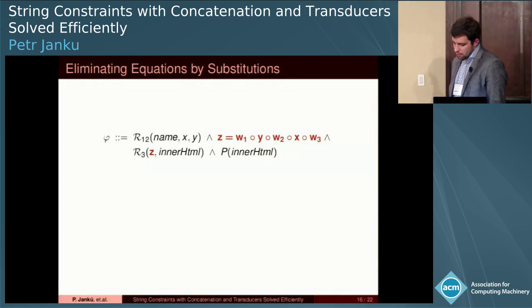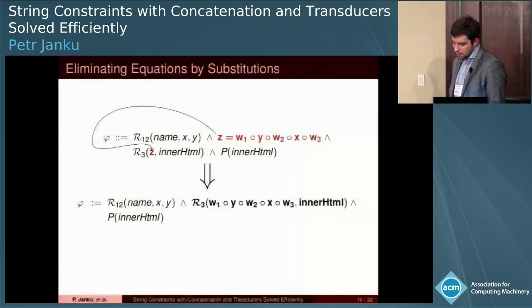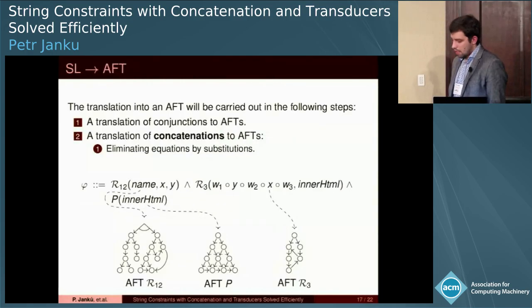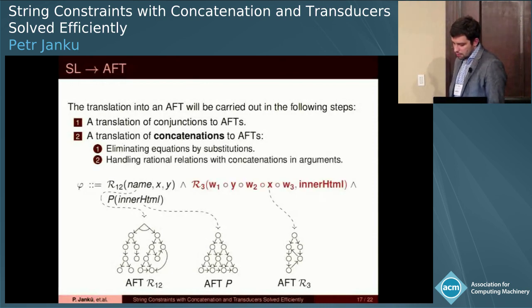We replace every occurrence of variable Z by the concatenation. Therefore, we replace the variable Z only in the rational constraint R3. The substitution preserves the straight-line fragment. After substitution, we get the formula which contains only rational constraints, where the concatenation is already in constraint R3. Now the constraint has one argument which is a concatenation, which leads us to a second sub-step. How can one handle splitting of arguments?